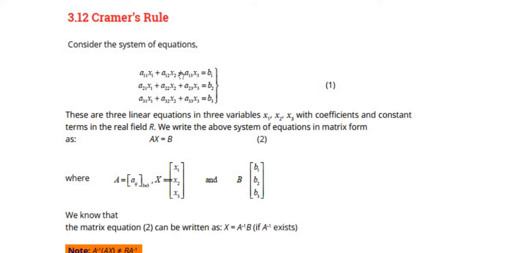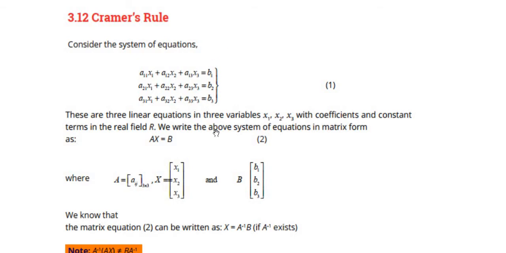What is Cramer's rule? Consider a system of equations. There are three unknowns, three variables x1, x2 and x3, and the constants are b1, b2 and b3. There are three linear equations in the three variables x1, x2, x3 with the coefficients and the constant terms in the real field. We write the above system of equations in matrix form Ax is equal to b, where A is equal to the matrix with rows a11, a12, a13; a21, a22, a23; a31, a32, a33, and x is equal to x1, x2, x3, and b is equal to b1, b2 and b3.